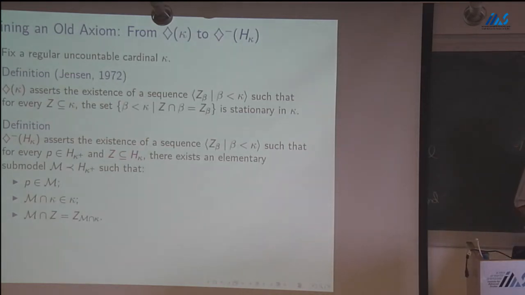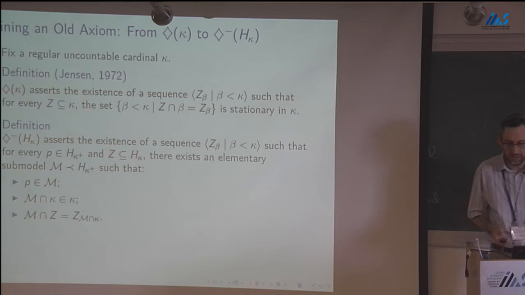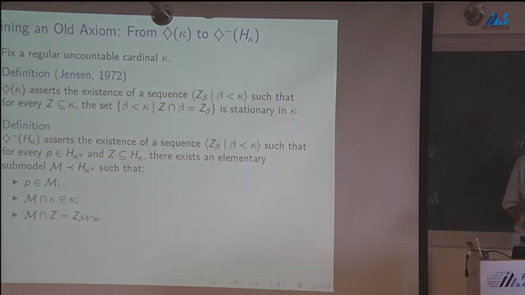So it again asserts the existence of a sequence Z beta for beta up to kappa, so that for every p, because you can always start with a p to include in a submodel, for every p in H kappa plus, and every subset of H kappa, there's an elementary submodel that will contain the given p, and that will intersect the set of ordinals at a particular ordinal, and then that ordinal will determine what guess.